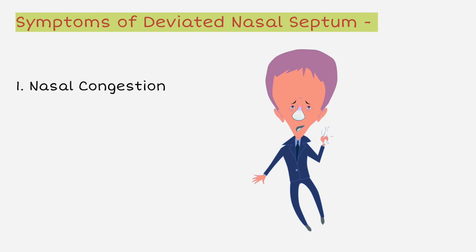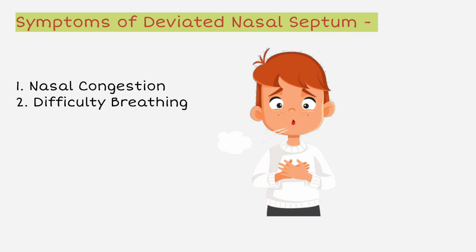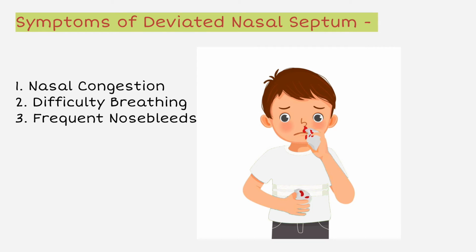Symptoms of deviated nasal septum. 1. Nasal congestion. Persistent blockage, usually more severe on one side. 2. Difficulty breathing. Especially noticeable during exercise or when lying down. 3. Frequent nosebleeds. Caused by dryness and irritation of the nasal lining.